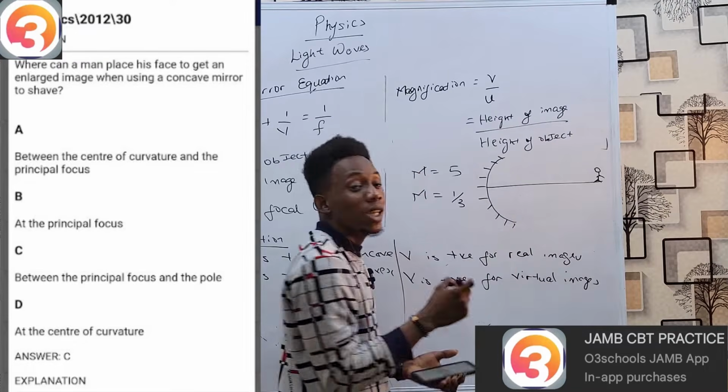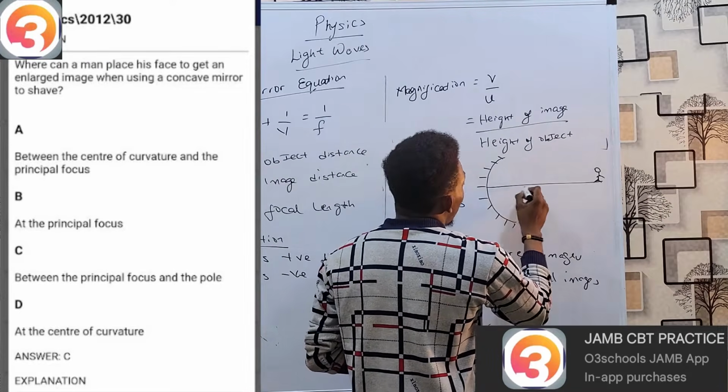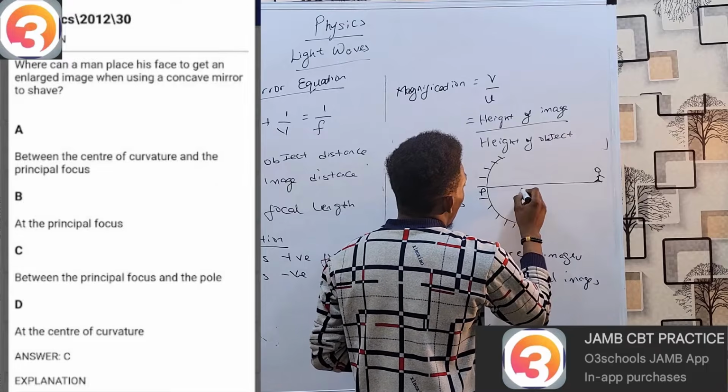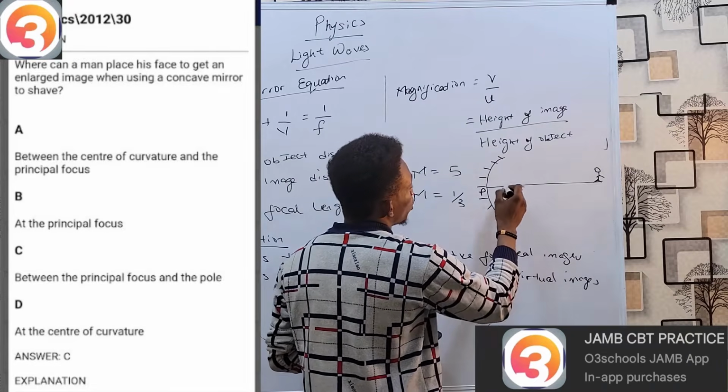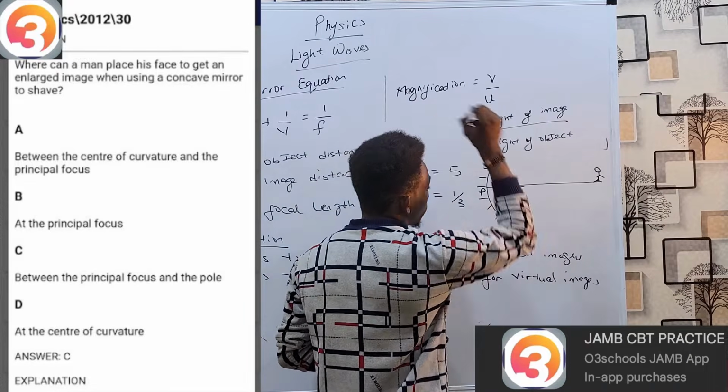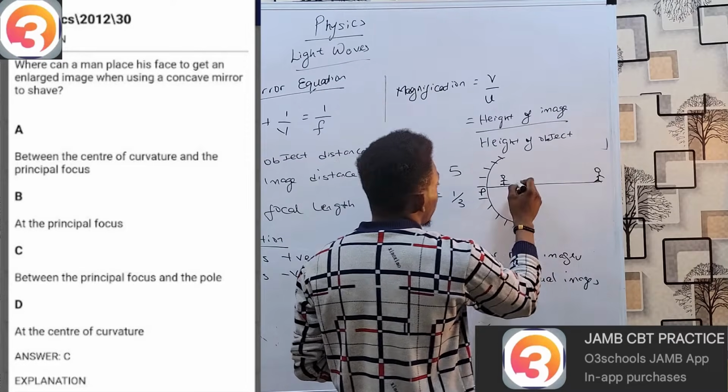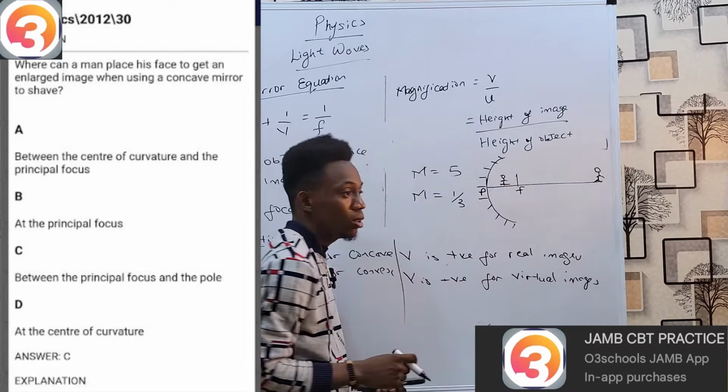So for this man to actually get an enlarged image, this man has to be between the pole and the principal focus. He has to put his face between these.